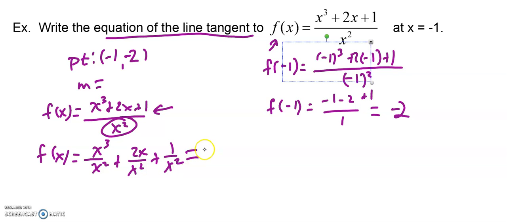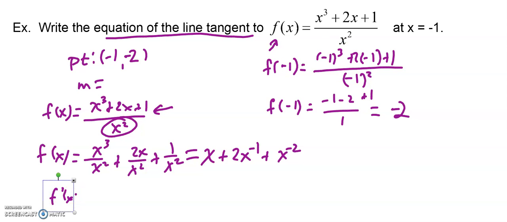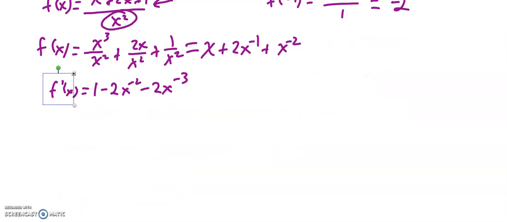Now when I simplify this, x cubed divided by x squared is x. 2x divided by x squared is 2x to the negative 1. And then lastly, I'm going to get x to the negative 2. Now I'm ready to take the derivative, which would be f prime of x equals, the derivative of x is just 1, then minus 2x to the negative 2, minus 2x to the negative 3. Rewriting this, getting rid of the negative exponents, I get 1 minus 2 over x squared minus 2 over x cubed.